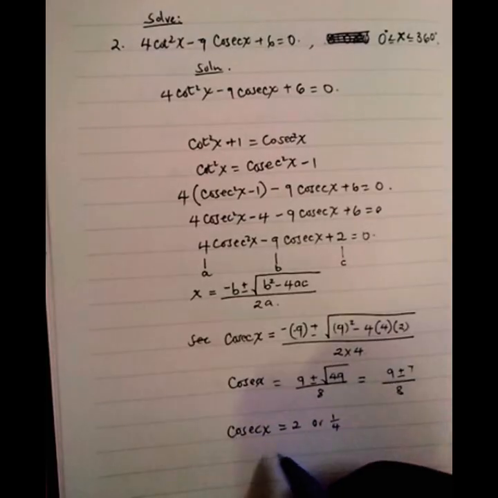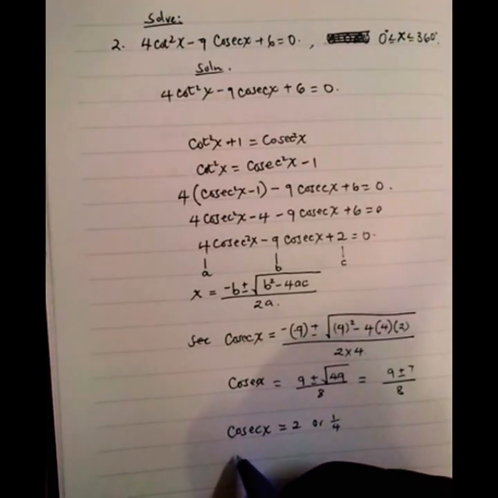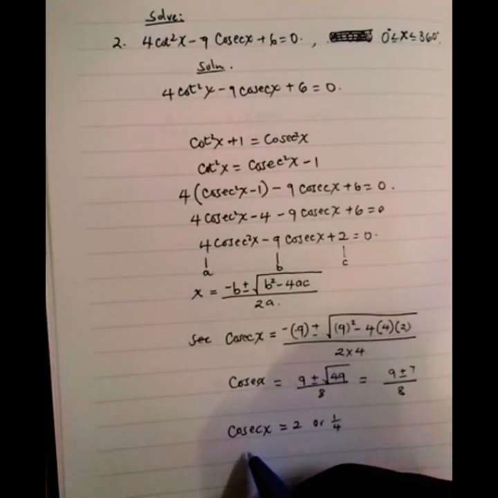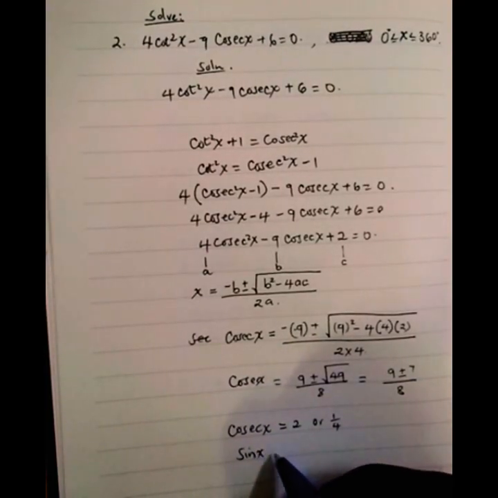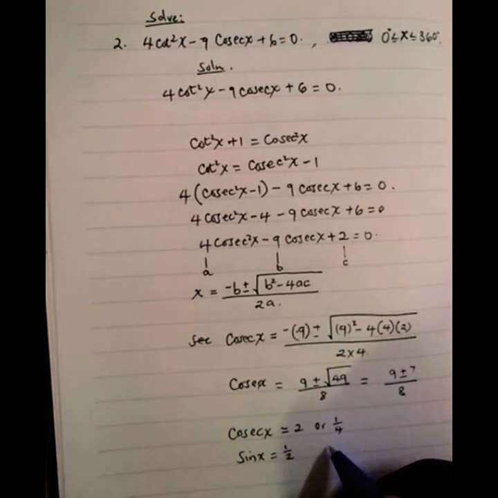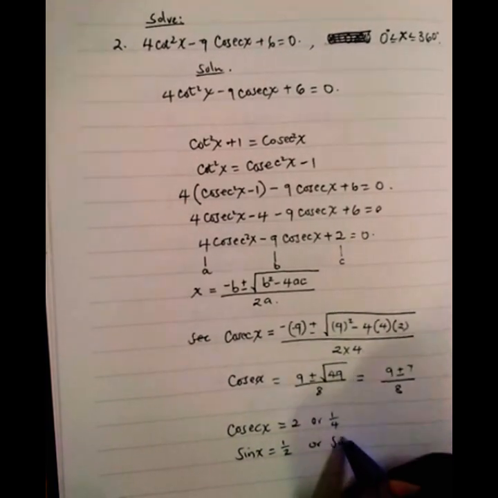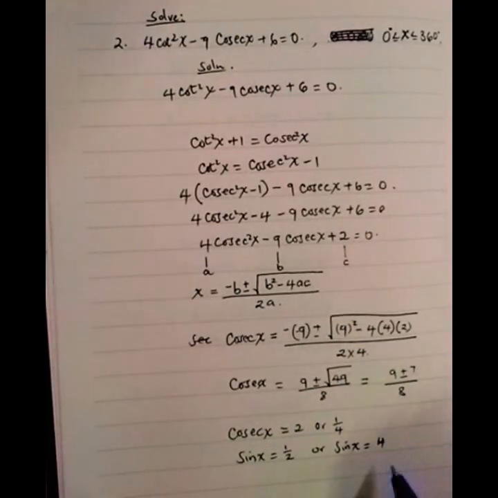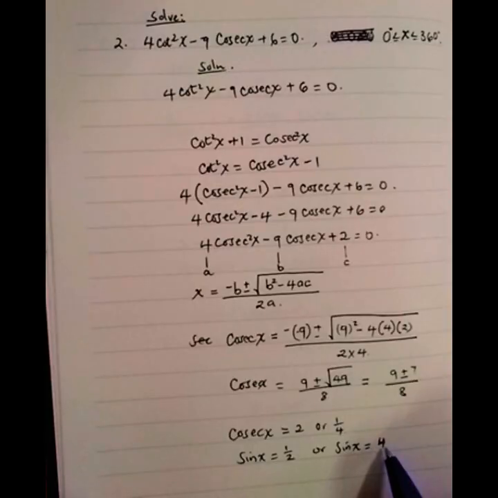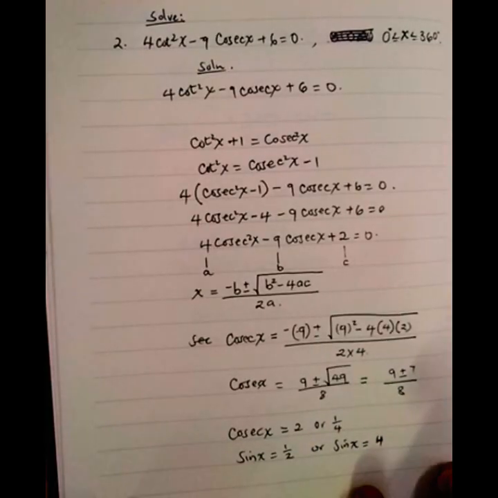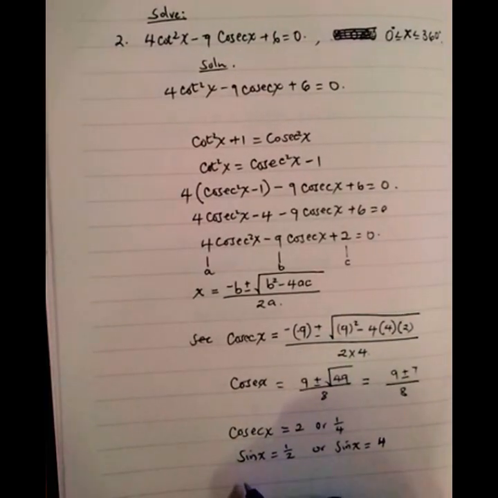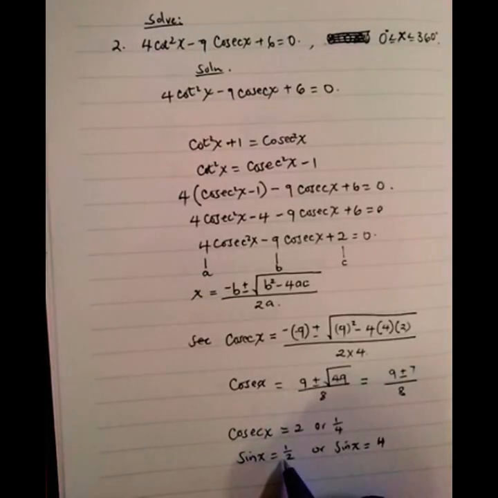Because cosec is the inverse of sine, we have sine of x equals 1 over 2, or sine of x equals 4. So this 4 is invalid, or it is infinite, if I can say, because if you press the calculator, it gives you an error. So we go with this one here.